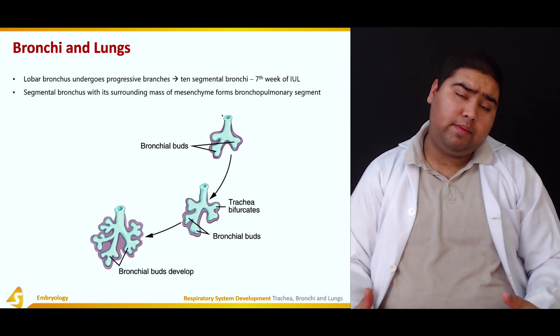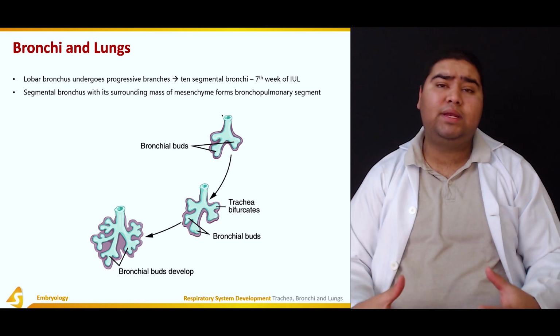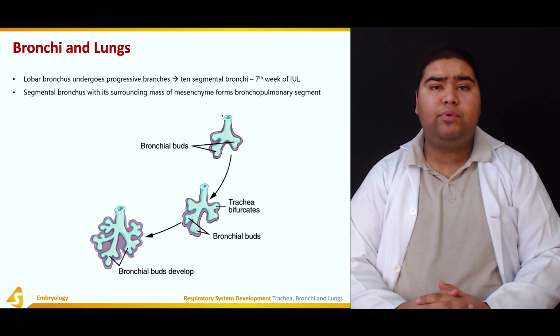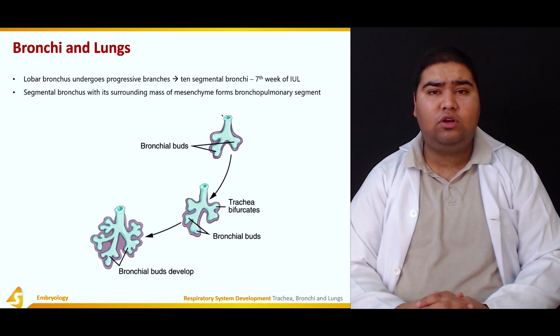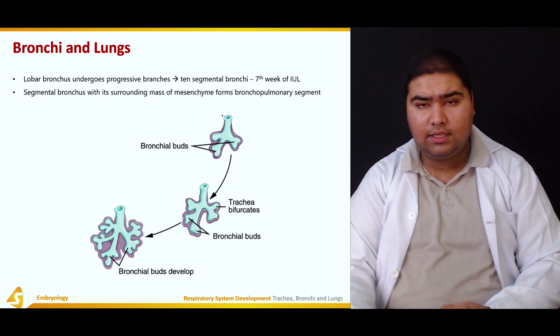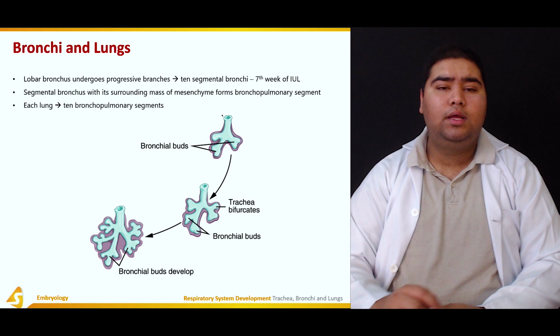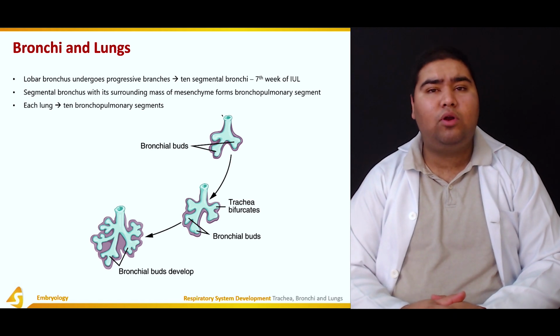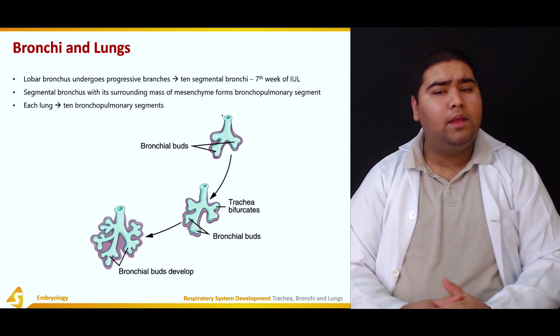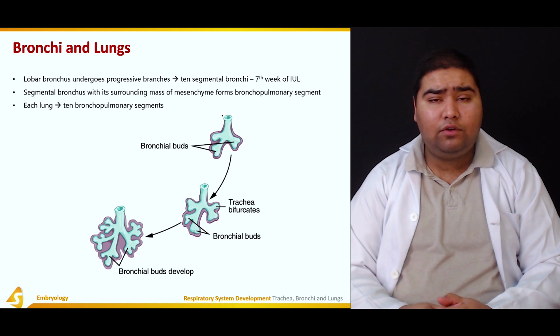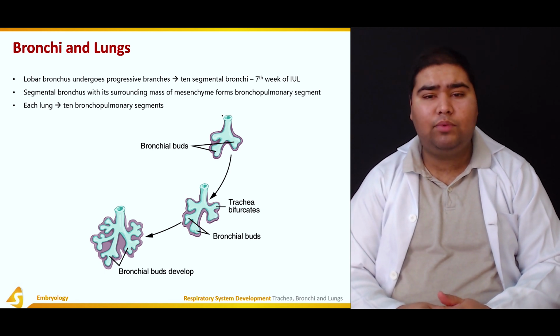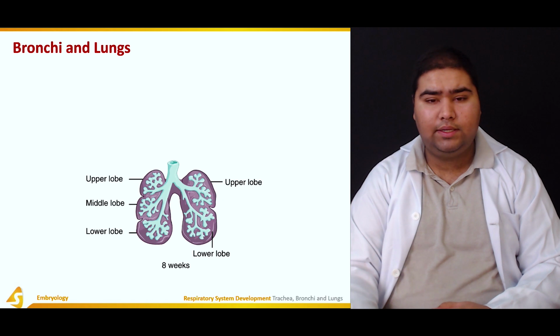What is a bronchopulmonary segment? A bronchopulmonary segment is a segmental bronchus with its surrounding mass of mesenchyme. Alright, I hope you understood it. Now, each lung has 10 bronchopulmonary segments. Because 10 segmental bronchi were formed, each lung has 10 bronchopulmonary segments.